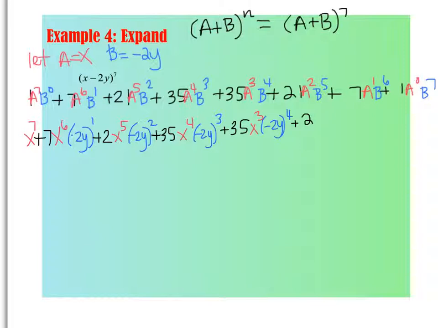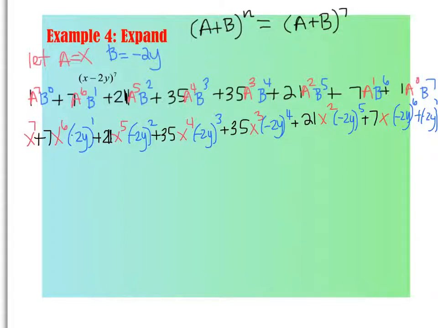plus 21, x squared, negative 2y to the fifth, plus 7 times x, negative 2y to the sixth. And then this last one is just going to be plus B to the seventh. So plus negative 2y to the seventh. Just barely made it.